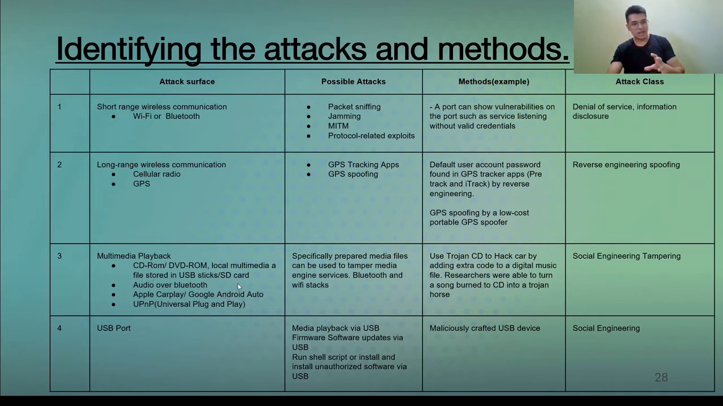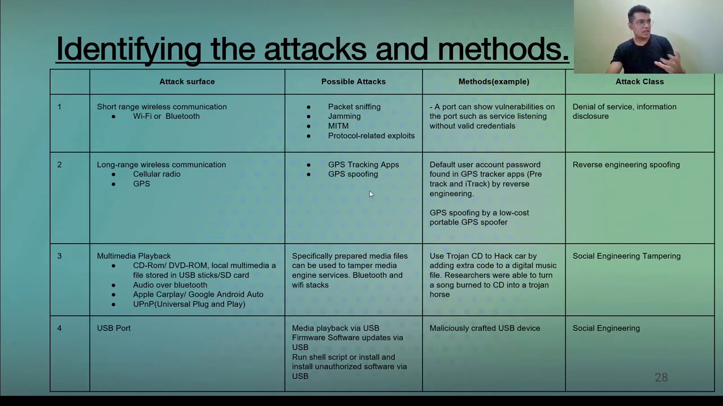The first attack, the Jeep Cherokee attack that I was talking about, was over your Uconnect system, which was basically your in-vehicle infotainment system. And when your IVI was compromised, the attacker was able to compromise all the other ECUs. So that's why most of the attack surface could be over your IVI system. This is also related to multimedia playback.